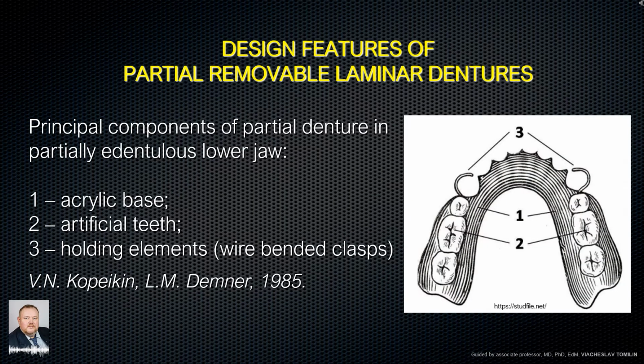This picture shows principal components of a partial denture and partially edentulous lower jaw. 1. Acrylic base. 2. Artificial teeth. 3. Holding elements, wire-bended clasps. According to V. N. Kopeikin and L. M. Demner, 1985.